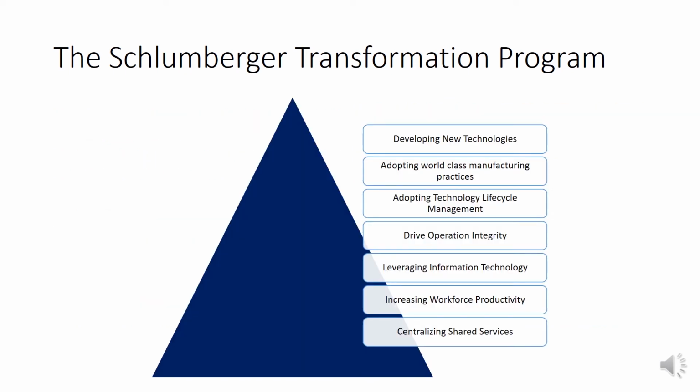The 7 major strategies used by Schlumberger in order to bring about the transformation in their organization are developing new technologies, adopting world class manufacturing practices, adopting technology lifecycle management, driving operation integrity, leveraging information technology, increasing workforce productivity, and centralizing shared services.